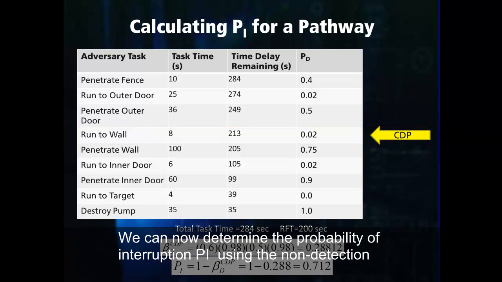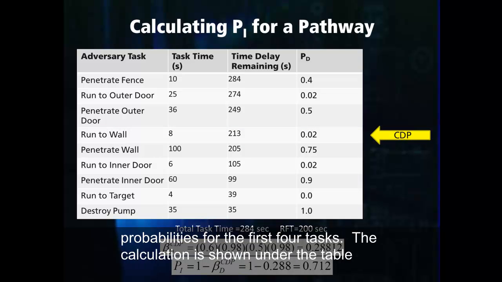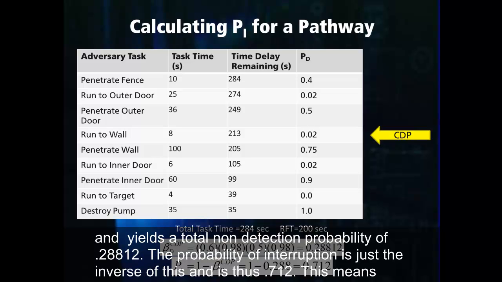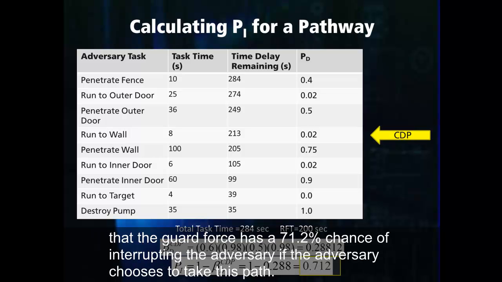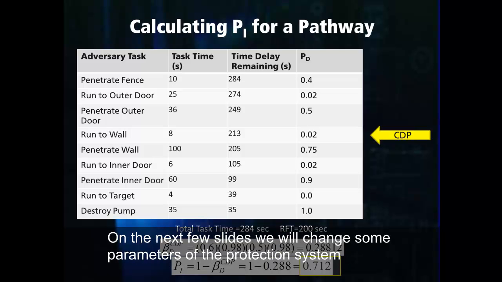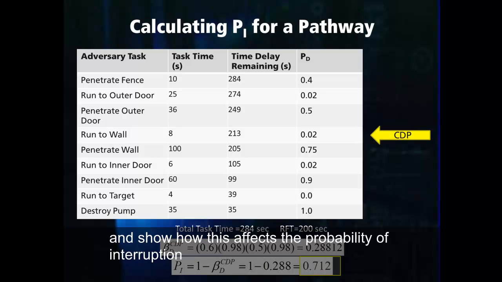We can now determine the probability of interruption using the non-detection probabilities for the first 4 tasks. The calculation is shown under the table and yields a total non-detection probability of 0.28812. The probability of interruption is just the inverse of this and is thus 0.712. This means that the guard force has a 71.2% chance of interrupting the adversary if the adversary chooses to take this path. On the next few slides, we'll change some of the parameters of the protection system and show how this affects the probability of interruption.